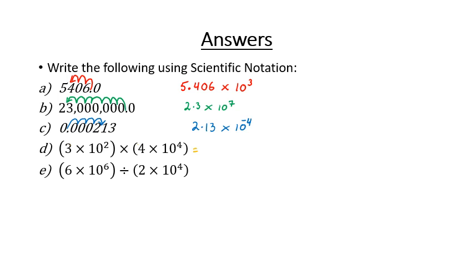In our fifth example, 3 times 4 becomes 12. 10 squared times 10 to the power of 4 is 10 to the power of 6. But we know that we can't actually have 12, so this needs to be changed to 1.2. If we've moved the decimal spot to the left, which we have here because it would have normally been 12.0, if we've moved it one spot like this, we need to increase the 6 to a 7, so it becomes 10 to the power of 7. And with our last example, 6 divided by 2 is 3. 10 to the power of 6 divided by 10 to the power of 4 is 10 to the power of 2.